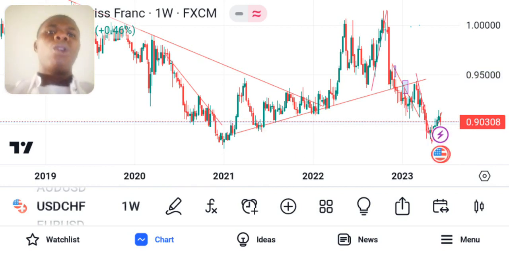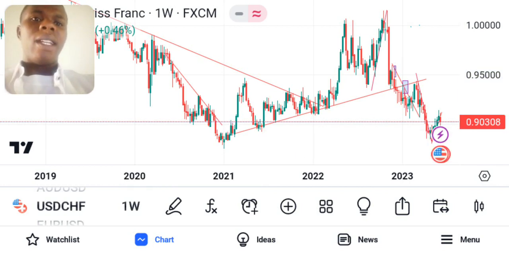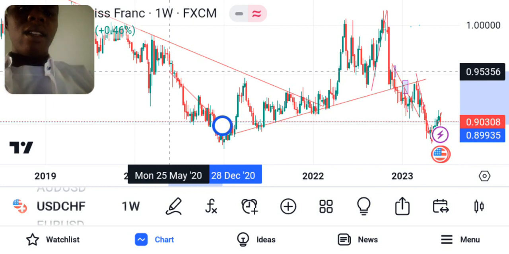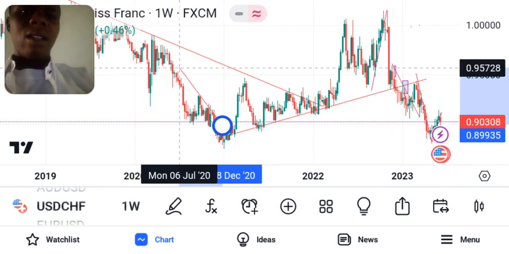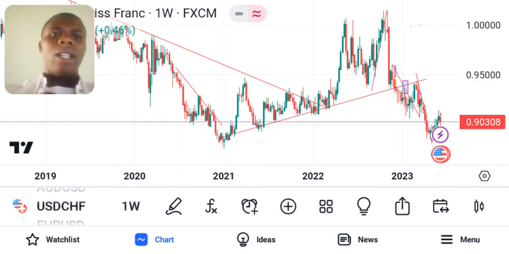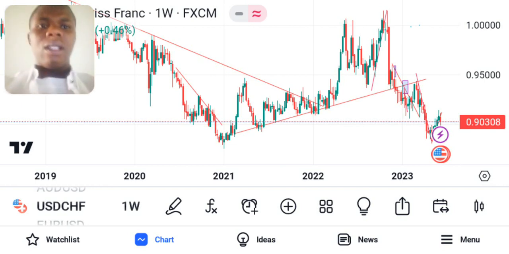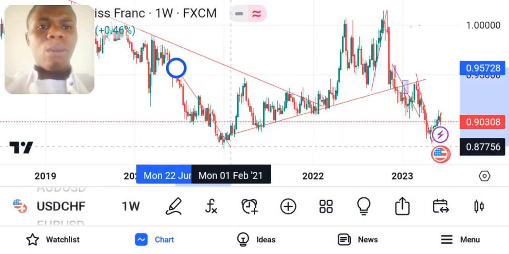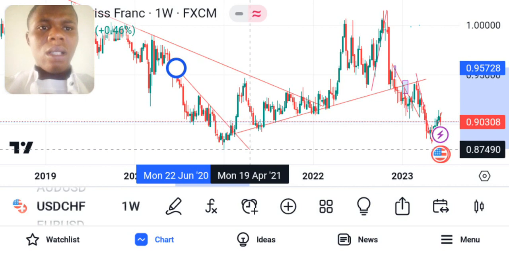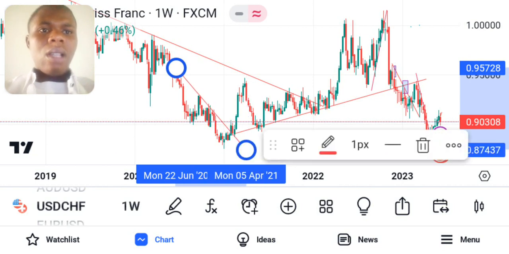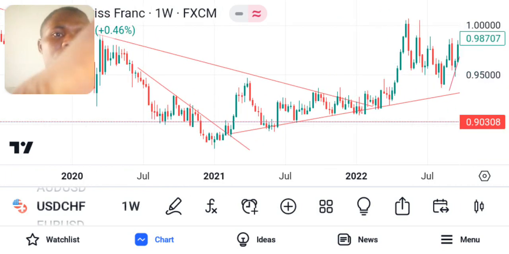Now if we go down to the lower time frame, we'll find out that on this market there was a trend line break here. There was a trend line break here. See, that was why the market actually pulled back. I don't know if you understand what I'm saying, but there is something here.